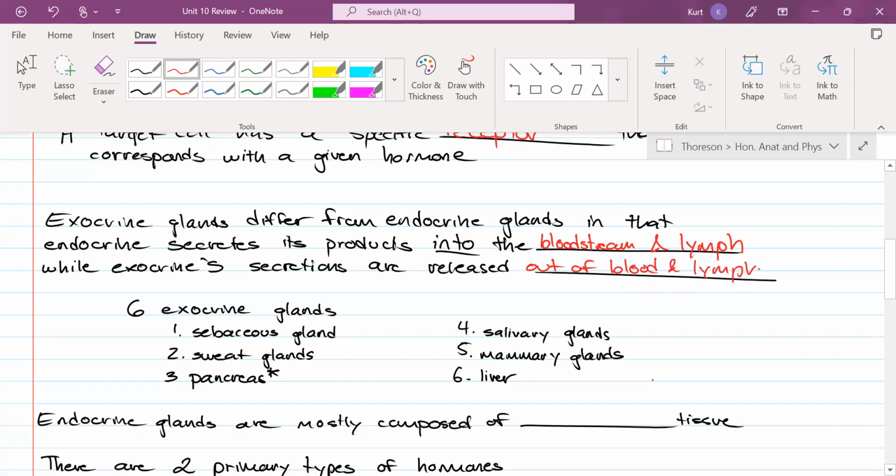And I meant to erase these six. I was going to have you guys fill them in. But my last class was able to identify six exocrine glands.